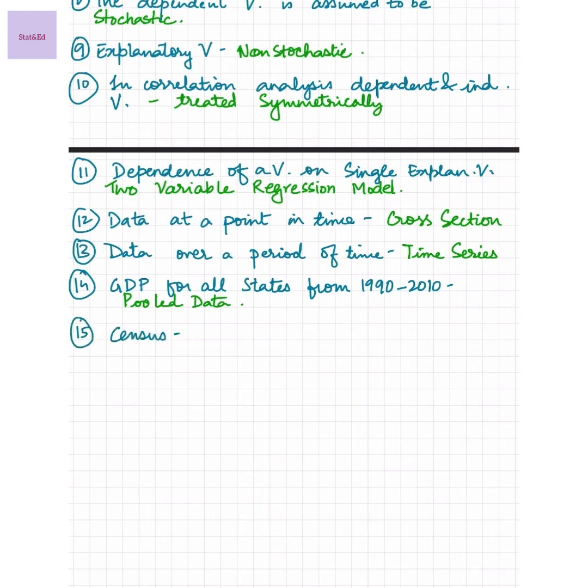Population census is an example of cross-sectional data because we collect the data on different families, different households at a particular point in time. 16th, data collected for the same set of companies over 10 years is an example of panel data.